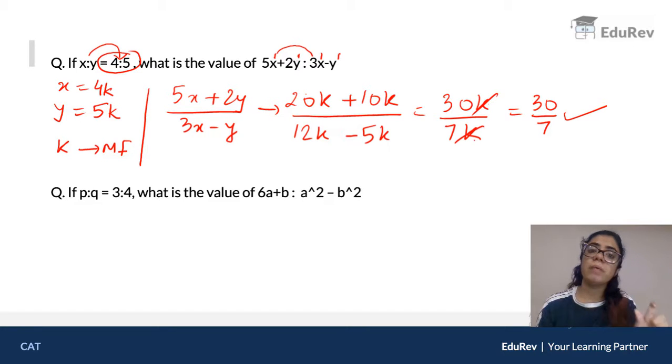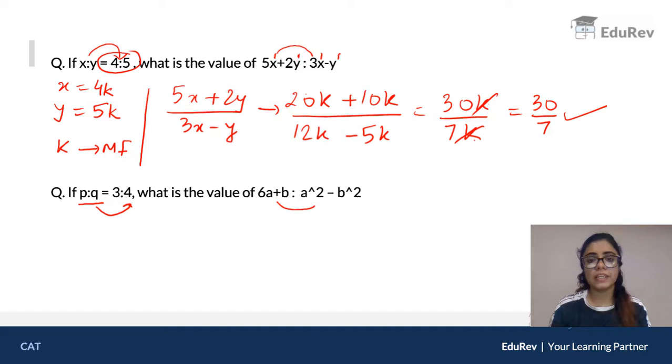Now what if the powers are not the same? How does your answer change? Let's understand. Look at this question. If p is to q is 3 is to 4, what is the value of this ratio? Again, I told you p is not 3, q is not 4. We'll take p as, let's say, 3x and q as 4x.